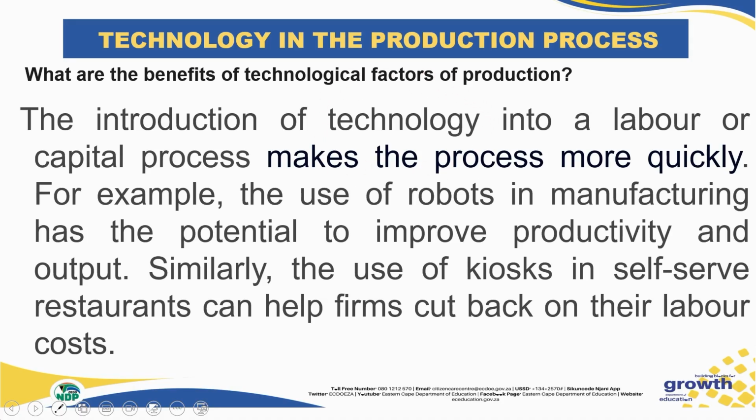For example, the use of robots in manufacturing has the potential to improve what? Productivity and output. Similarly, the use of kiosks in self-service restaurants can help firms cut back on labor costs. People help themselves, that is called self-service. They don't ask for assistance from any person. They do that on their own, which means the labor is going to be cut in terms of that particular exercise.